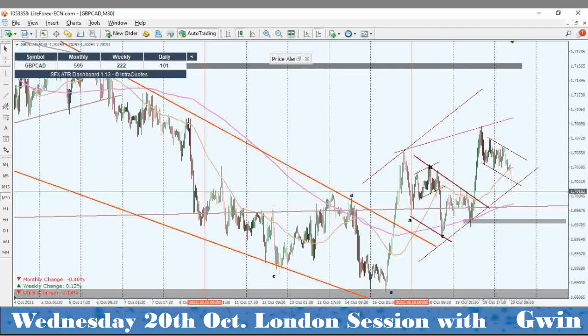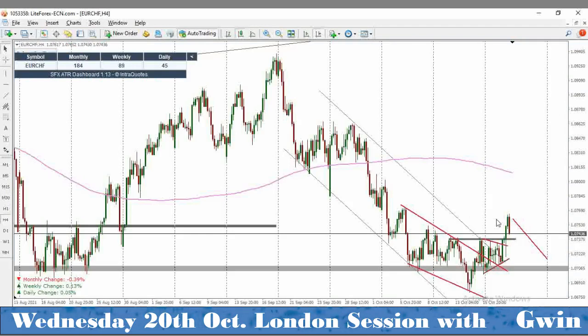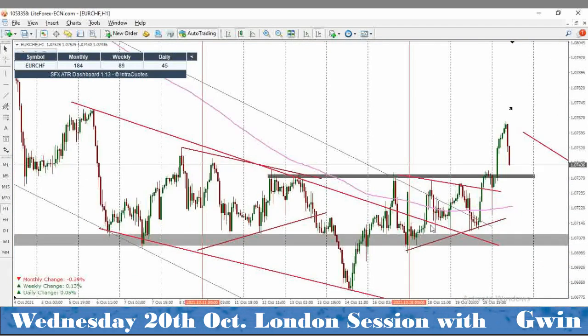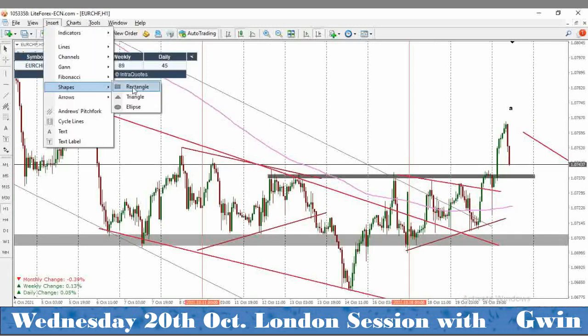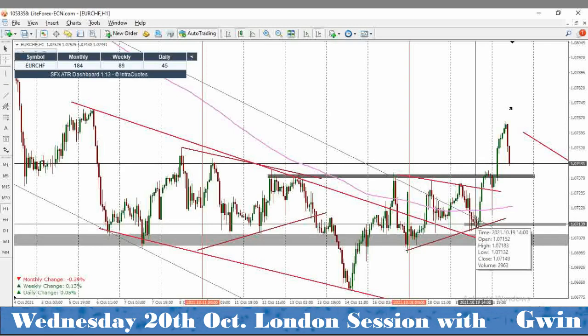Also, we look at the EURCHF. EURCHF created a move to the upside with this one, so we're going to wait to see what happens. The break of this structure here will turn this into a bearish structure. However, price trading above that point, above the 1.0713, could also mean more bullish continuation.